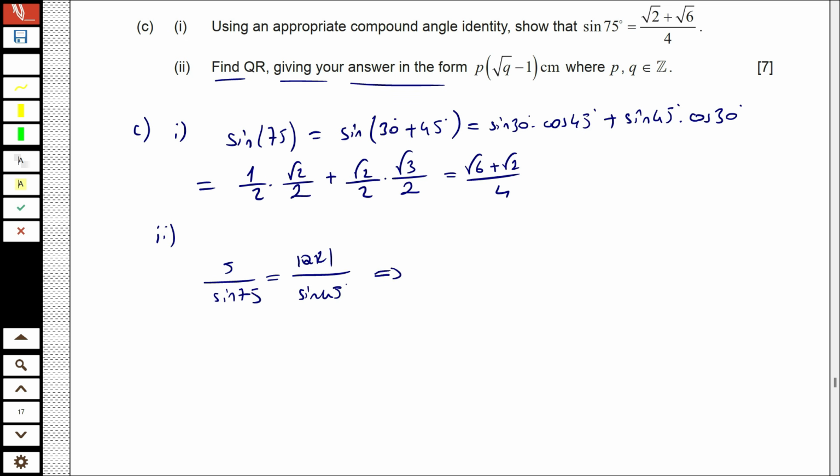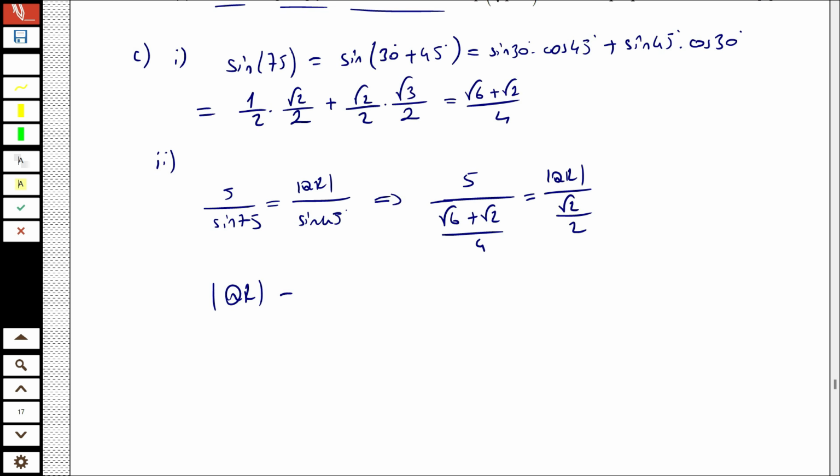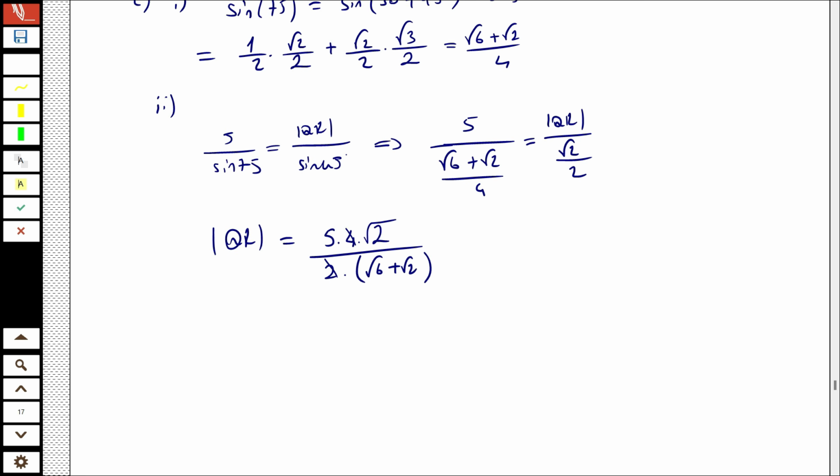So let's apply these numbers. 5 over sine 75, we found it in the previous question. It's going to be this number, equals QR over square root of 2 over 2. So the length of QR is going to be 5 times 4 times 2 divided by square root of 2 times square root of 6 plus square root of 2. And then we will cancel 2 first. 10 times square root of 2 divided by, just make a common factor, square root of 2, and in parentheses, you can write square root of 3 plus 1.